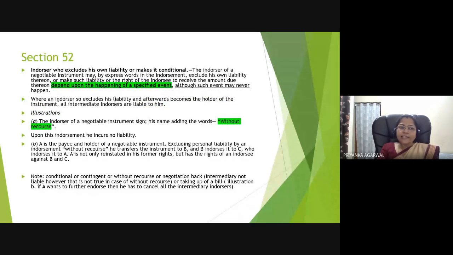Section 52 says about two kinds of endorsement. One is conditional endorsement and another is contingent endorsement. If you go through this definition, you will understand. If I read it, the endorser of a negotiable instrument may, by express words in the endorsement, exclude his own liability thereon. Okay, so excluding his own liability thereon means how will an endorser exclude his liability.